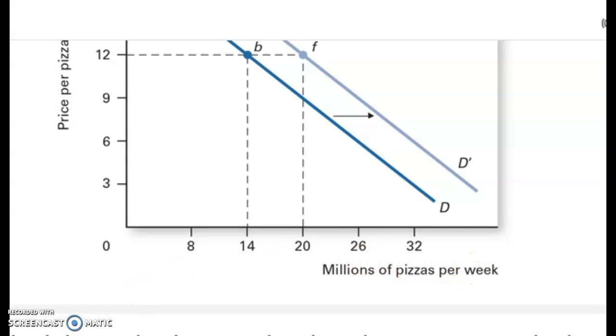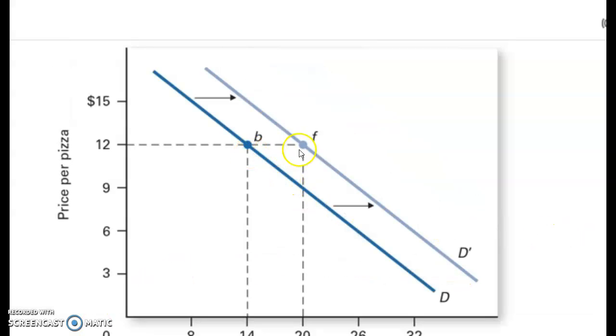The thing you need to remember is this shift means there are more customers willing to pay $12 per pizza. Now that could be from a multitude of different possibilities, but you just have to know that that means more people can buy it at that rate.